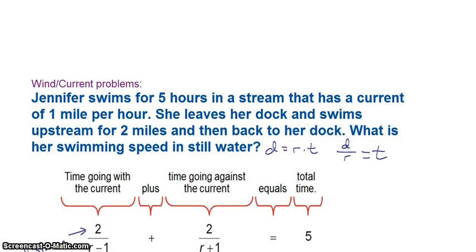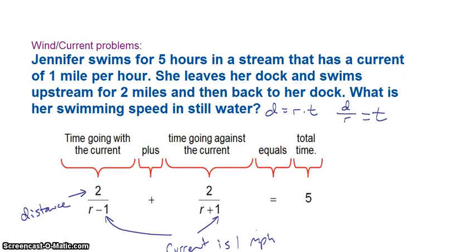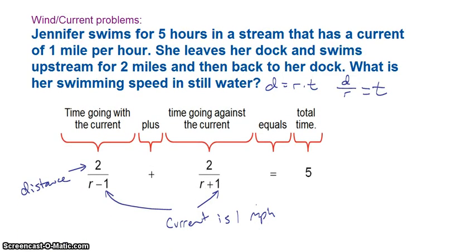Another type is there's always going to be, they're flying and they're going with the wind and against the wind, or maybe they're swimming or sailing and they're going with the current and against the current. So if I have Jennifer swimming for 5 hours in a stream that has a current of 1 mile per hour, and she leaves her dock and swims upstream for 2 miles and then back 2 miles, what is her overall speed? So we set up an equation for ourselves.